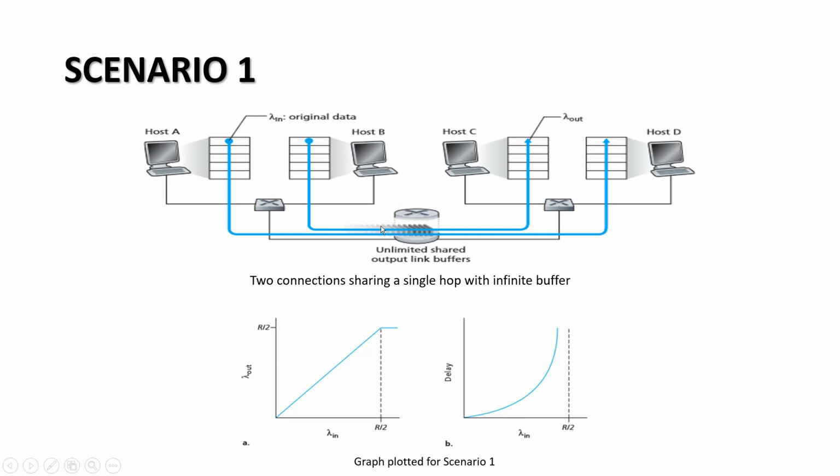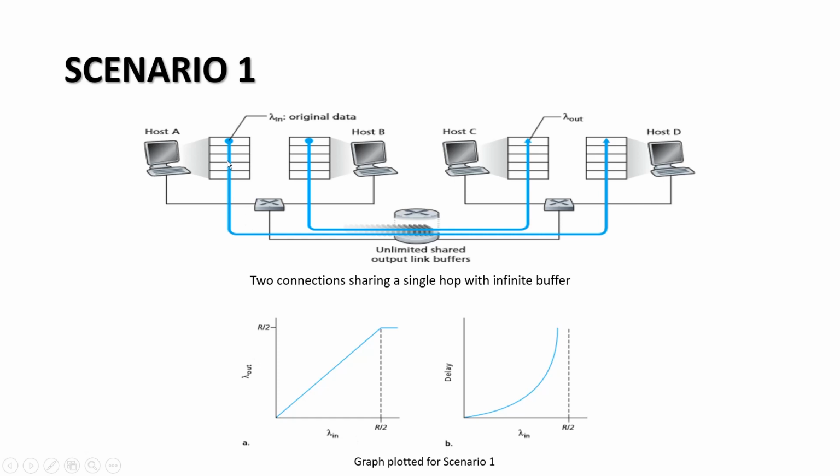So these two will share the link which is connected by a router having infinite buffer. As we can see, the link will be equally shared and the throughput will be linear at 45 degrees, which means the data sent by host A is received by host D at the same rate. Transmission rate equals receiving rate. R by 2 is the link capacity share, and lambda out will always be equal to lambda in.